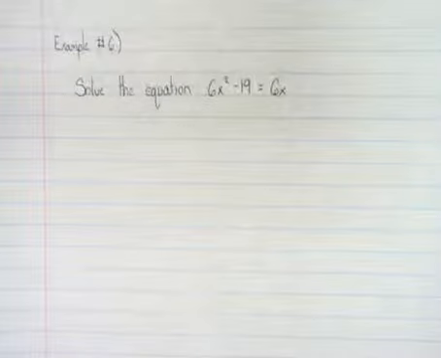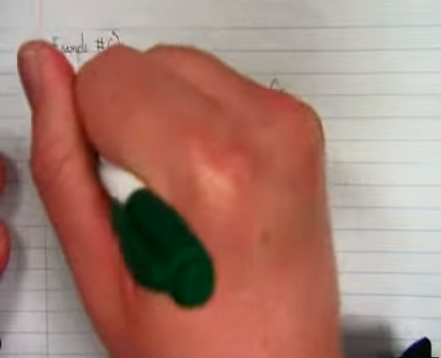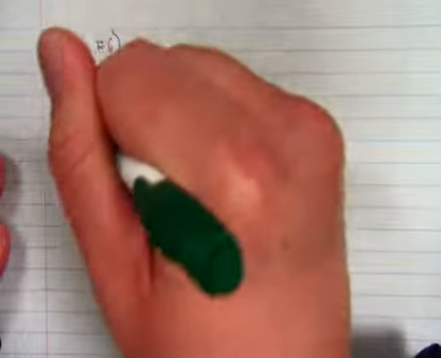Alright, our last example problem for using the quadratic formula, and it's a doozy. We're supposed to solve the equation 6x squared minus 19 equals 6x. You guys know what to do first. Let's make ourselves a copy of this to work with.